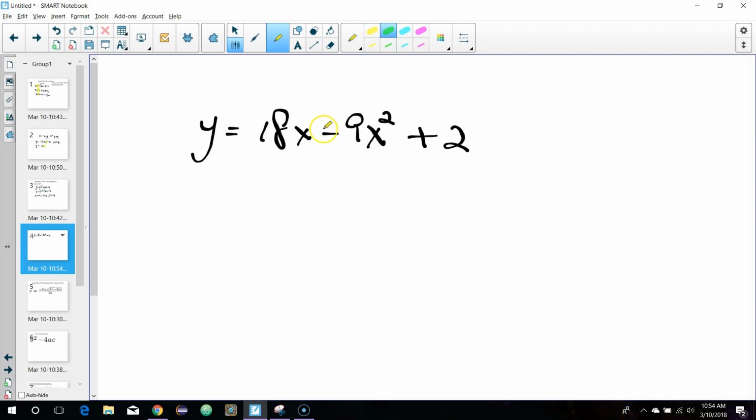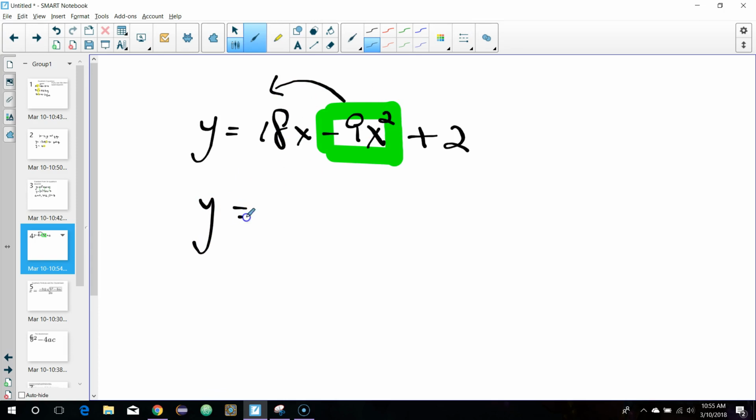I'm trying to rearrange this into the standard form. So this whole thing, including that sign, has to go up front. So that has to move all the way up front. So I'm just swapping these two items. So y is equal to negative 9x squared plus 18x. If there's nothing in front of the 18, that means it's plus. And finally, I keep that 2 at the end. So this is a standard form.